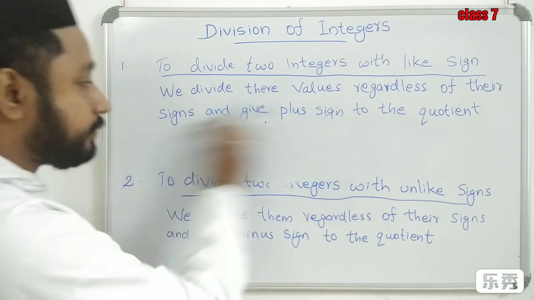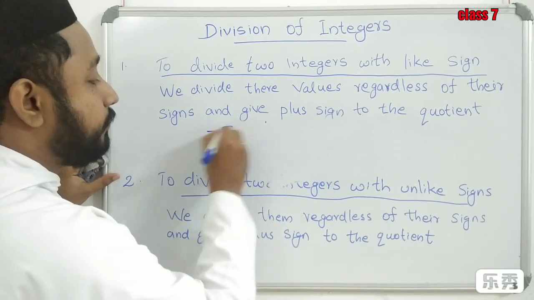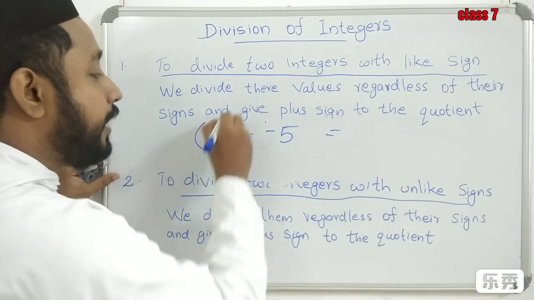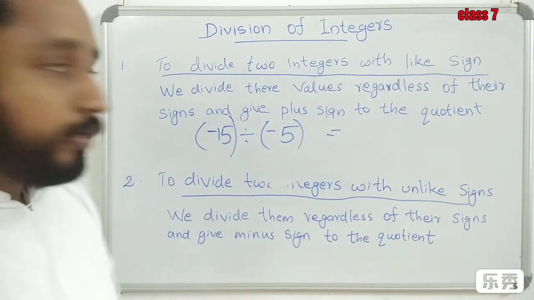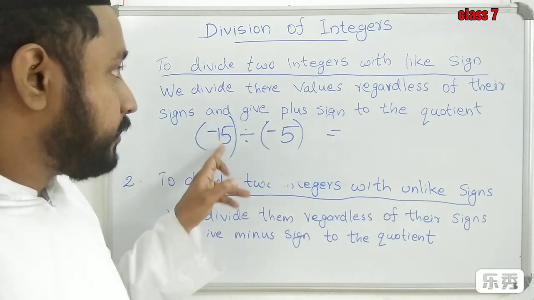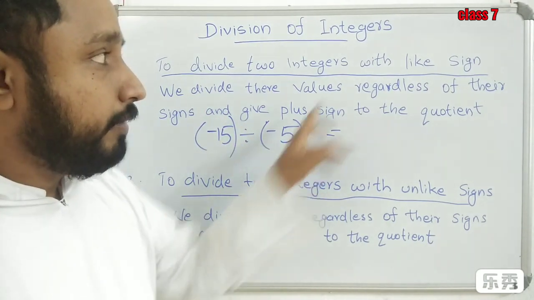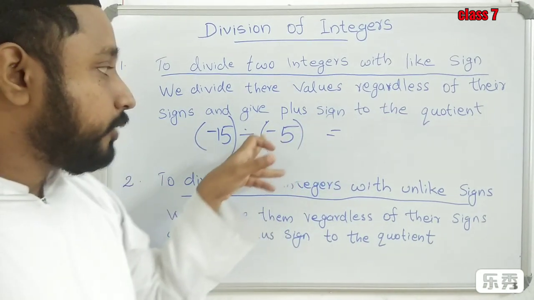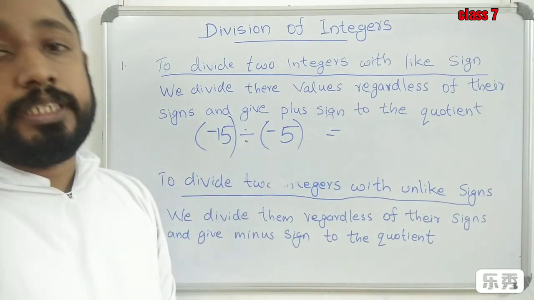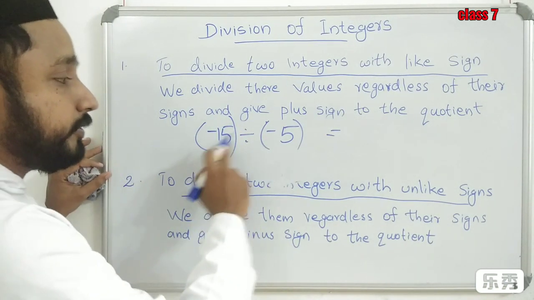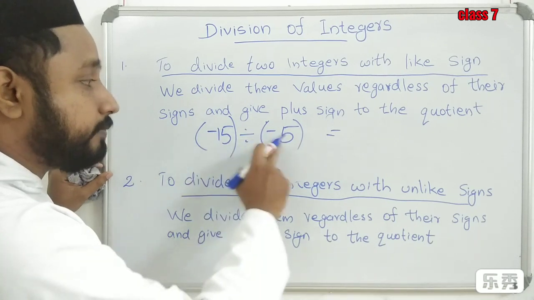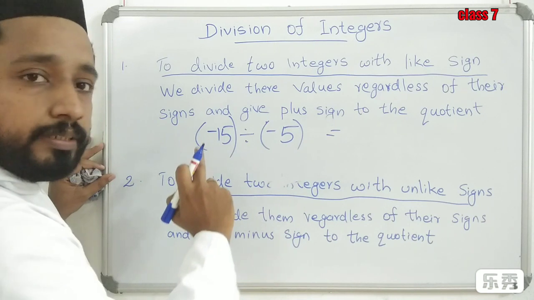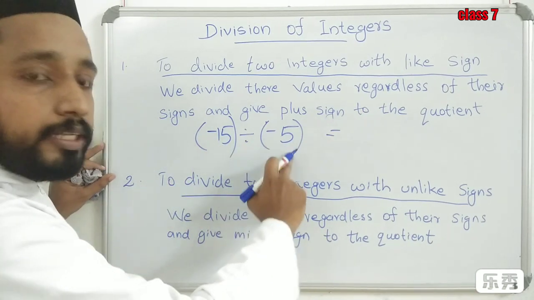Another example, minus 15 divided by minus 5. We are going to divide minus 15 and minus 5. So, two integers, minus 15 and minus 5 with the like sign. Both are negative. We are going to divide two negative integers. So, when we divide two integers with the same sign, here minus, in other words, when we divide two negative integers, minus 15, minus 5.